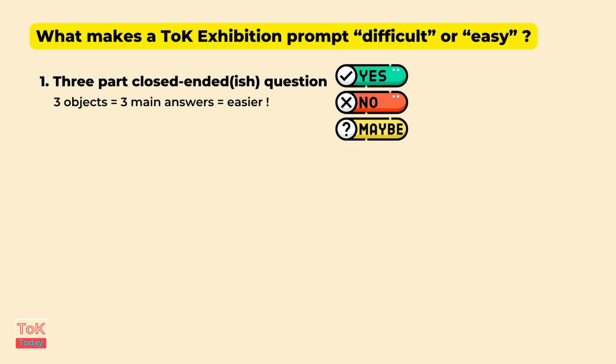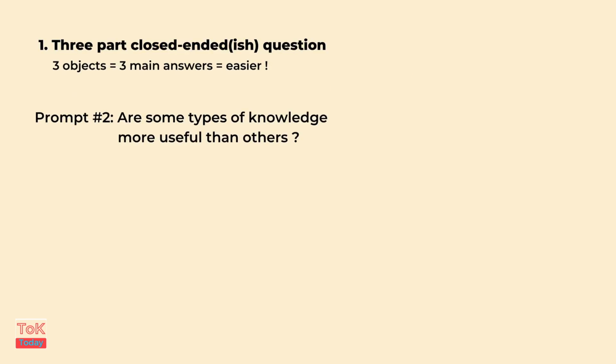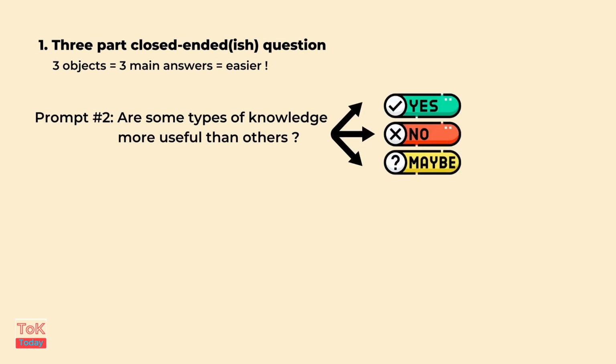So, for example, prompt number 2, are some types of knowledge more useful than others, is easily responded to with 3 possible answers. Yes, some types of knowledge are more useful than others. No, some types of knowledge are not more useful than others. And maybe some types of knowledge might sometimes be more useful than other types of knowledge. That third option is the middle option between yes and no, obviously.